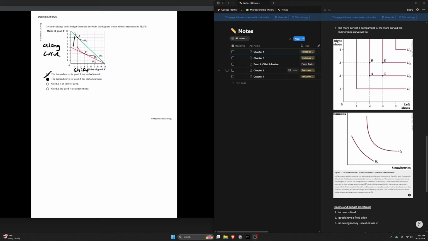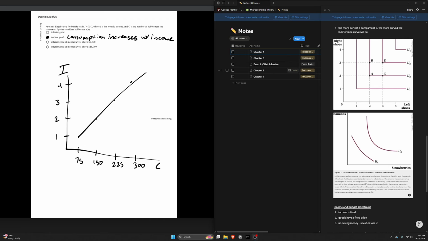Given the change in budget constraint shown in the diagram, which of these statements is true? The price of good Y changed, so she could buy less of it. So we know that Y didn't shift, that's wrong. We know that X shifted, so that's good.